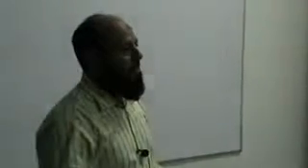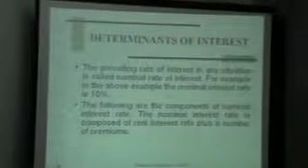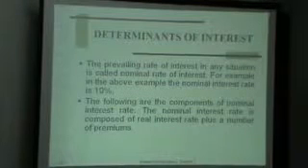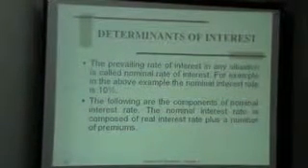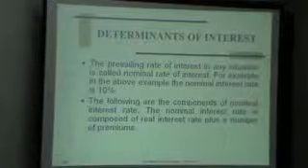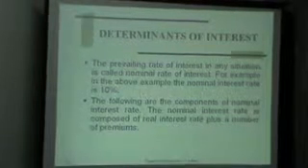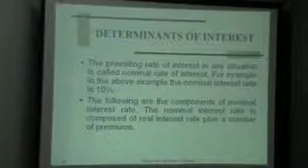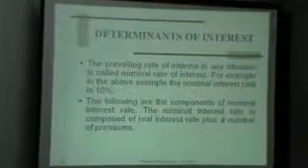So what are the determinants of interest? How is the interest rate determined in an economy? The prevailing rate of interest in any situation is called the nominal rate of interest. For example, in the above example, the nominal interest rate is 10%. The following are the components of the nominal interest rate. The nominal interest rate is composed of the real interest rate plus a number of premiums. This nominal rate, the rate which we find in the market, like if you go to a commercial bank and say that you want to borrow a certain amount of money, whatever interest rate they charge, that is the nominal rate of interest.